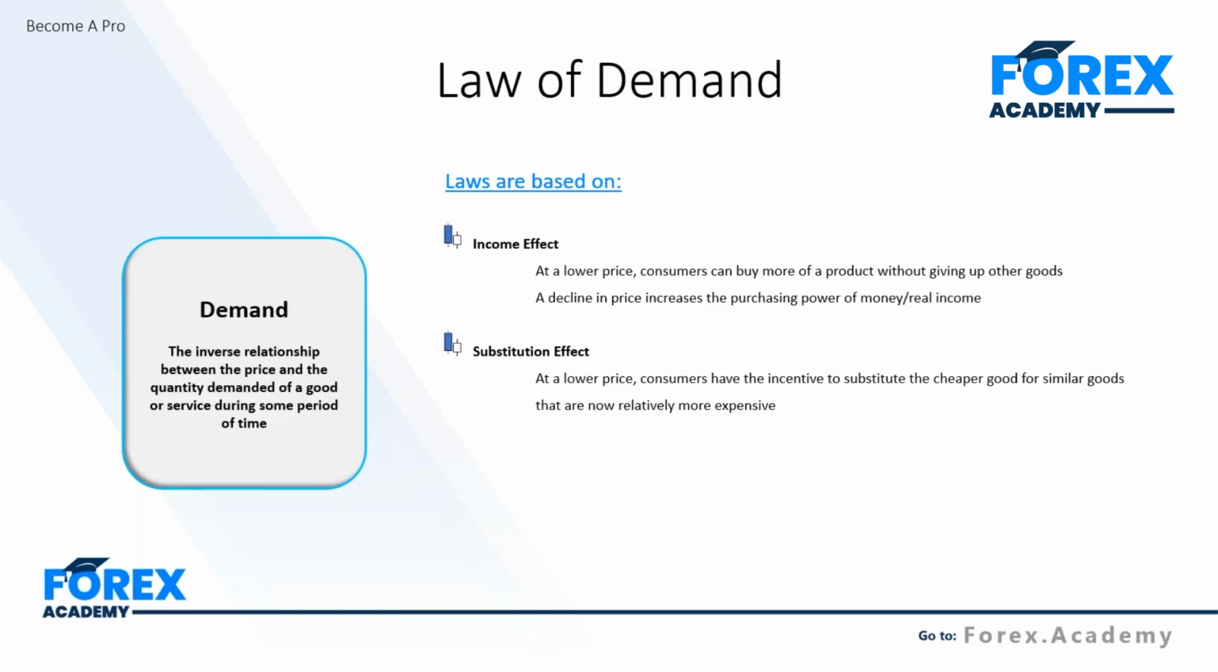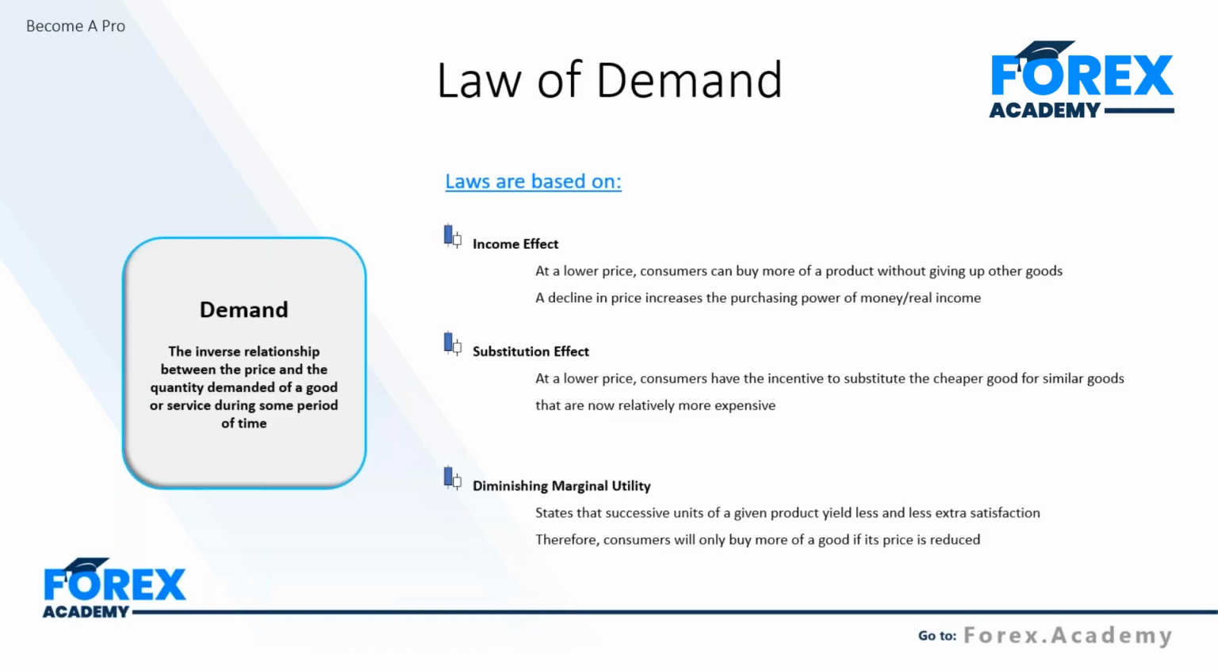We know that oil is a good example. It has different grades, and when there's more demand for higher grades because there's more boom and we're experiencing a very strong economic cycle, there's going to be a substitutive effect for those higher grade products. And diminishing marginal utility follows the same rule on demand. It states that successive units of a given product yield less and less extra satisfaction. Therefore, consumers will only buy more of a good if its price is reduced.